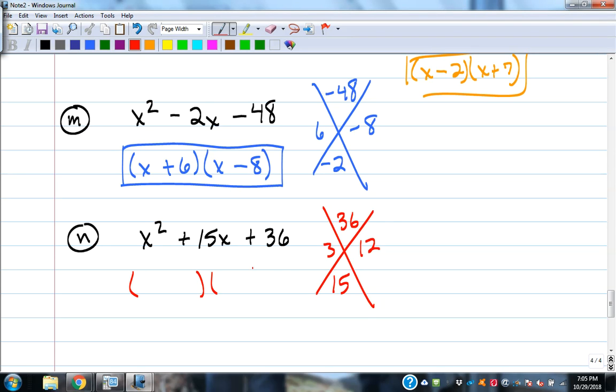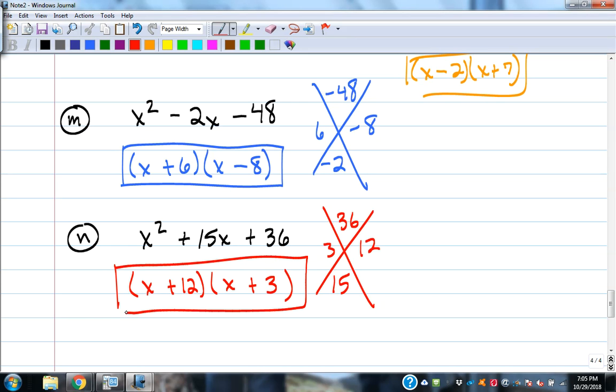What are my factors? X plus 12 and x plus 3. Both pluses because they're both positive. Okay. That shortcut only works if there's what in front of x squared? 1. It does not work any other time. Okay.